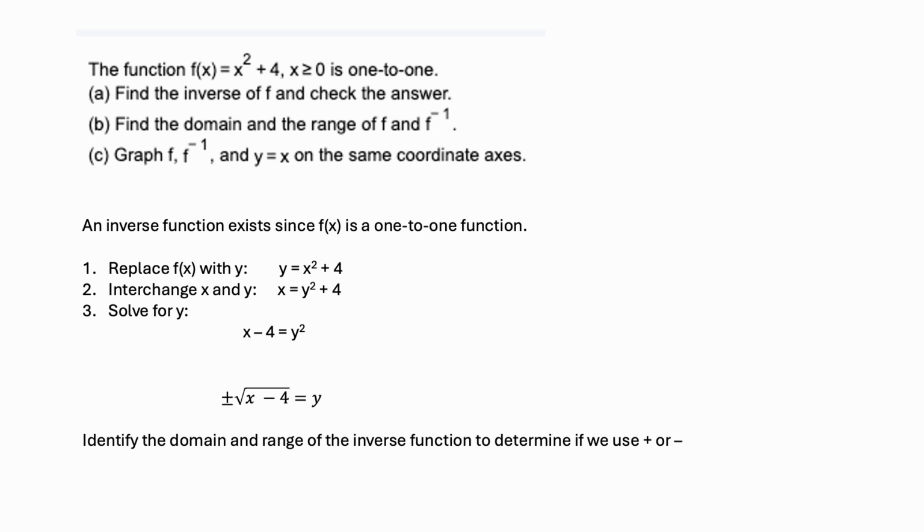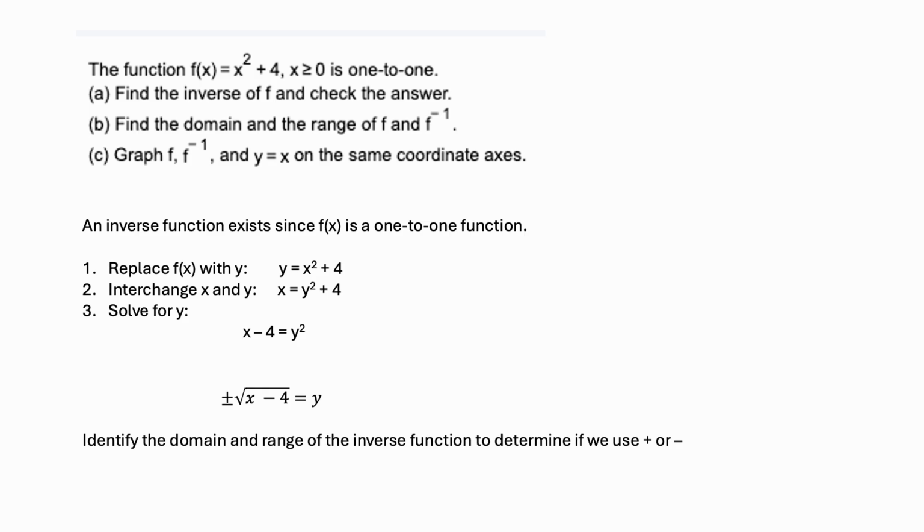And these steps work no matter what the function is. If we want to find an inverse, we start out with replacing f of x with y. So we have y is x squared plus 4. The second thing we do is interchange our x and y. So y becomes x, and x becomes y. And then we solve for y. So I'm going to subtract 4 from both sides.